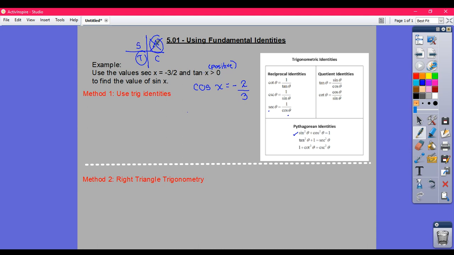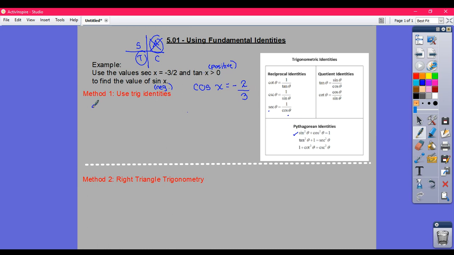So why would that matter? Well, remember you're finding the sine value, and in quadrant 3, sine is also negative. So just make a note of that. Whenever you get the answer, sine should also be negative. I'll show you why that matters after we apply the Pythagorean identity.